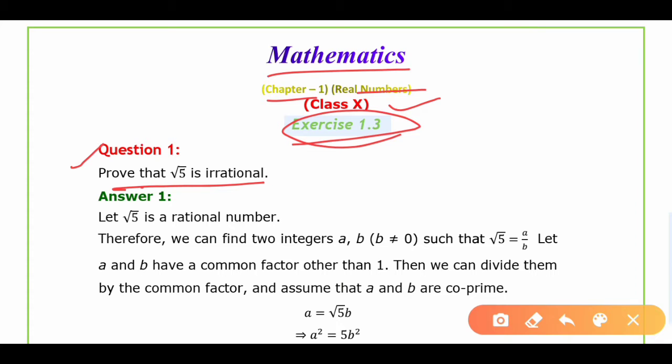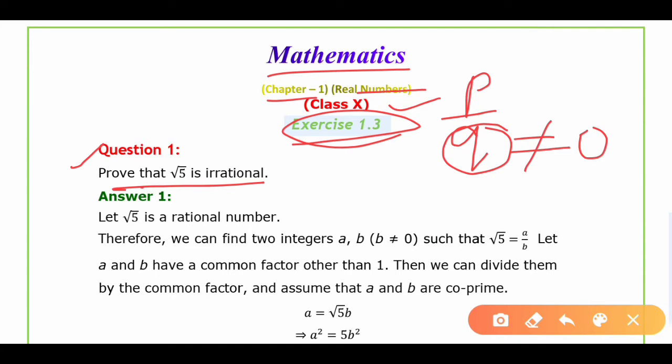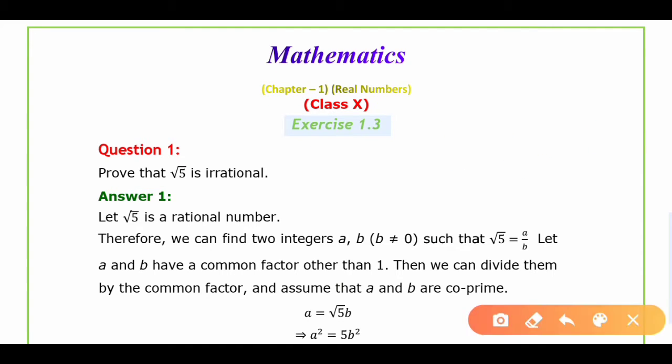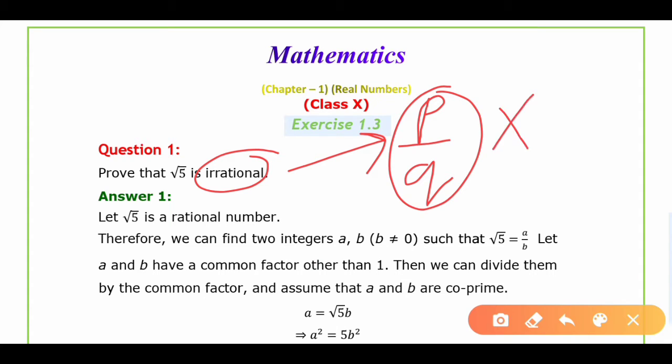Okay, so first we will discuss rational numbers. Rational numbers can be represented in the form p upon q, where q is not equal to 0. And now we are talking about irrational numbers. Irrational numbers are those numbers which cannot be represented in the form p upon q. So those numbers are known as irrational numbers.